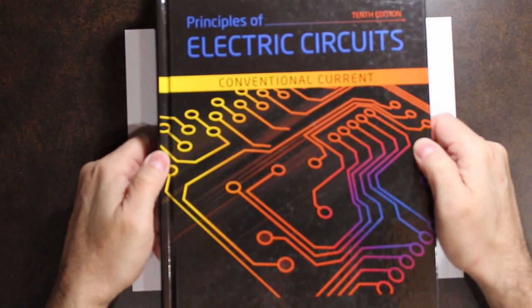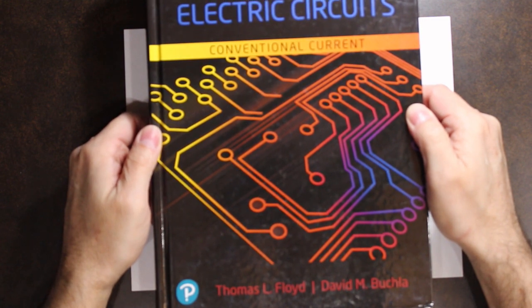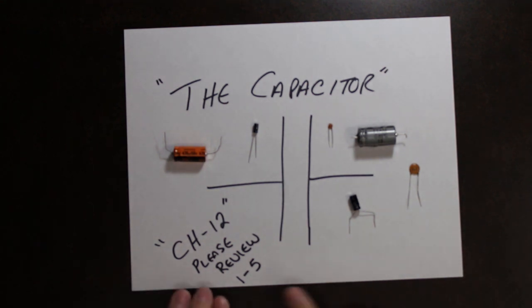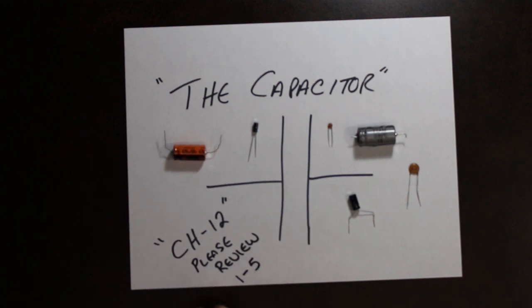Principles of Electric Circuits, Conventional Current Flow, from Floyd and Buchla. Chapter 12 is on the capacitor. What we're responsible for in this course is from section 1 to 5. So what I'm going to do is give you a quick overview of the capacitor, its measurements, how to use it in a circuit, how to calculate things, and we'll take it from there. So here we go.